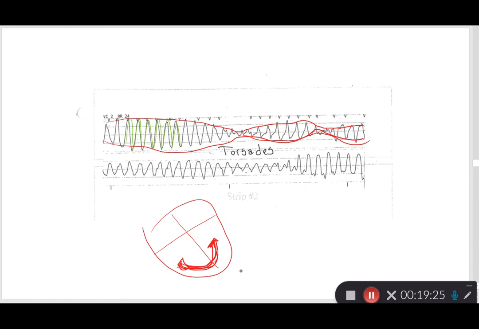I have never seen this on a live patient. I have only seen this in a cardiac arrest. That's how rare it is.